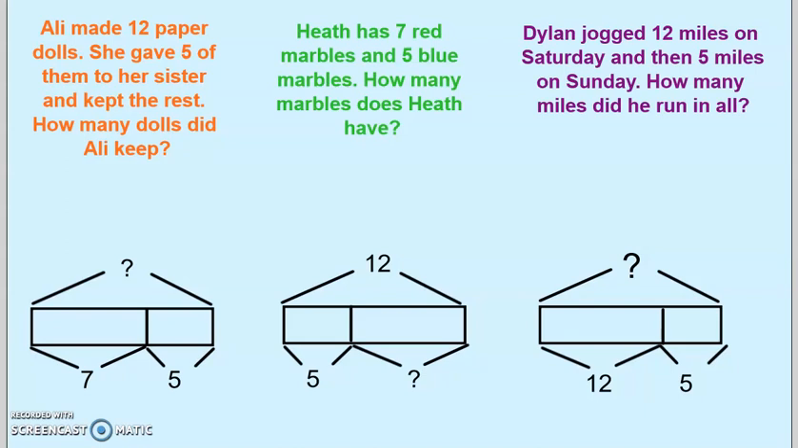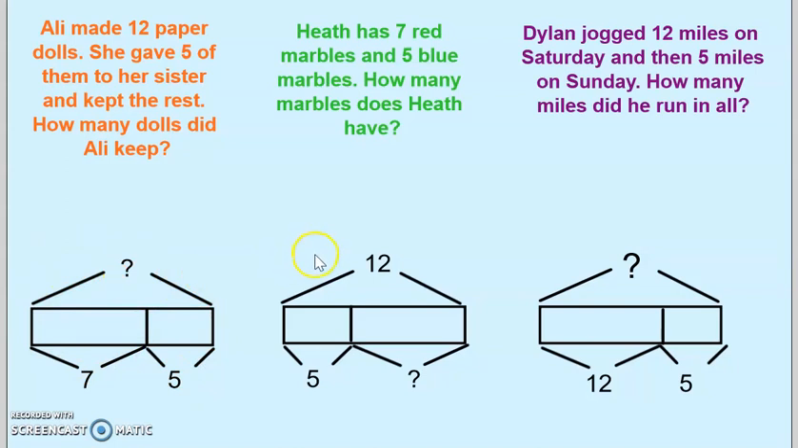Now, these problems don't necessarily match the model that's right underneath them. So we need to match the problem to the correct model. First, we're going to look at the models and the problems, okay? In this model, I notice here is the total, and here is one part and the second part. So what's missing in this model is our total.